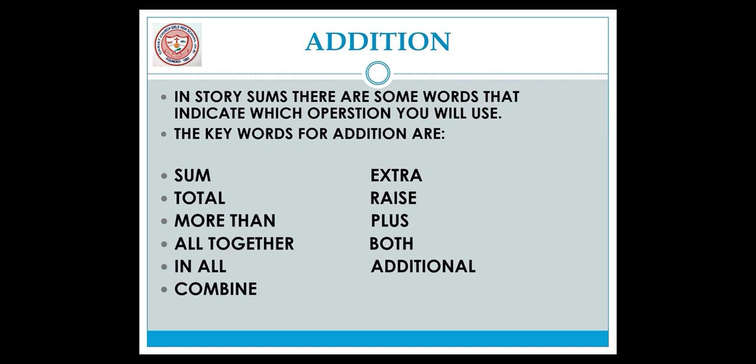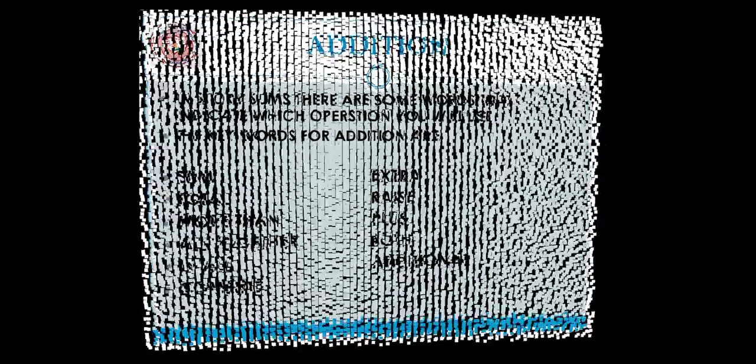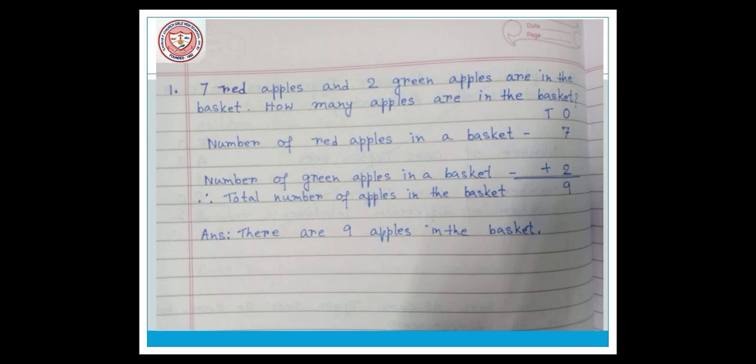In order to solve a story or word problem successfully, read the entire problem thoroughly. Make a list of the number information you will need. Write out the number equation you will need to solve. So children, today we will do the practice work that was given to you in the previous class.